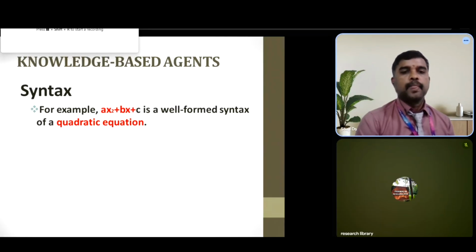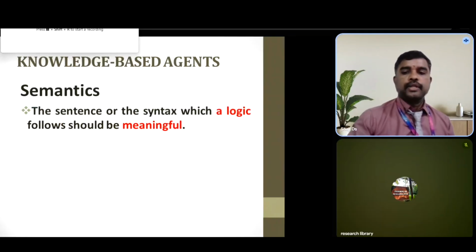Likewise, in a knowledge-based system, the agents also have syntax. For example, the quadratic equation ax square plus bx plus c is a well-formed syntax. Like that, our agents also have a definite syntax.